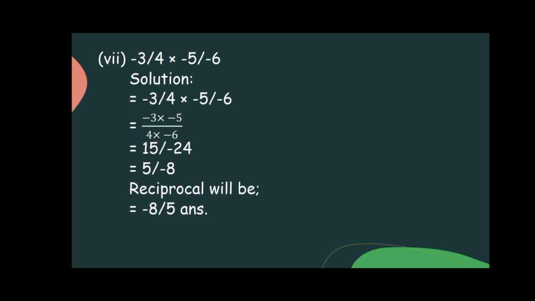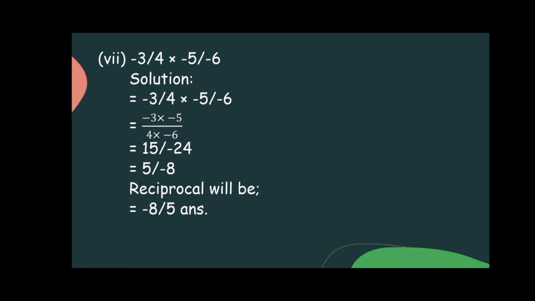Now part 7 is minus 3 by 4 into minus 5 by 6. In this part again we have to find the reciprocal of it, but first we have to simplify it. Minus 3 by 4 into minus 5 by 6. There are two fractions and in between these two there is this multiply sign. So we have to multiply the numerator by the second numerator. Same is the case with the denominators. So minus into minus is plus, 3 into 5 equals 15, upon plus, minus into minus, 4 into 6 equals 24.